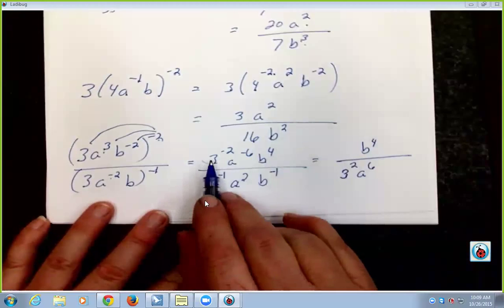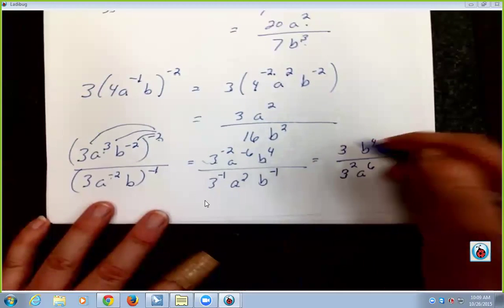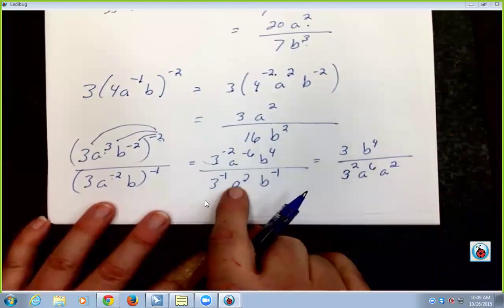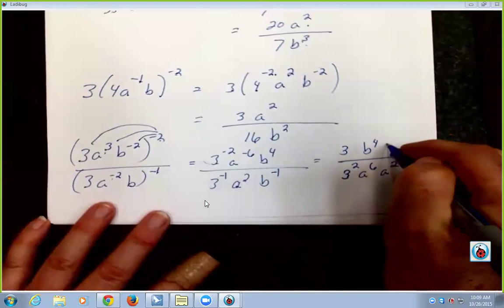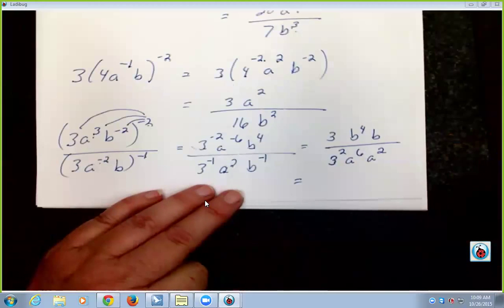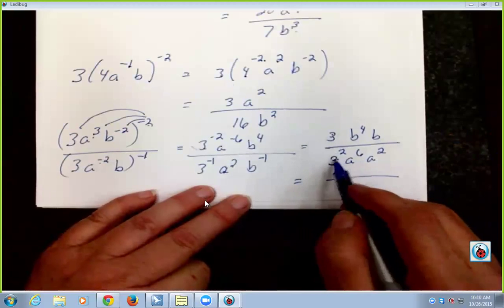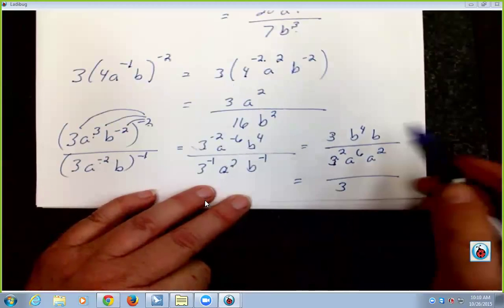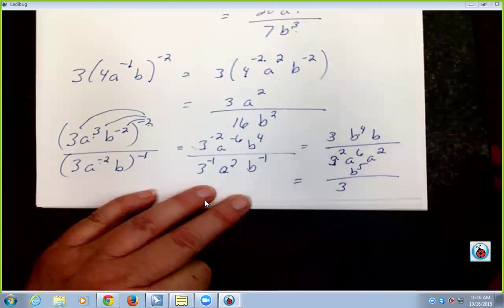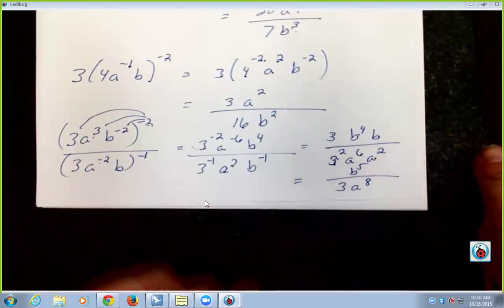Then I go to the bottom. Notice I went through each piece up here. I go to the bottom. This piece moves to the top. This piece stays because it's positive. B to the negative first goes on top. And so then all I need to do is combine my like items. The 3 and the 3 squared, this actually is 9, so 3 over 9 is going to cancel to a 3. B to the 4th and B to the 1st is B to the 5th, and A to the 6th and A to the 2nd is A to the 8th.